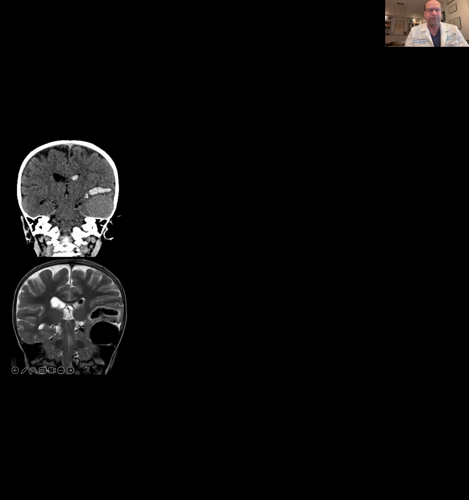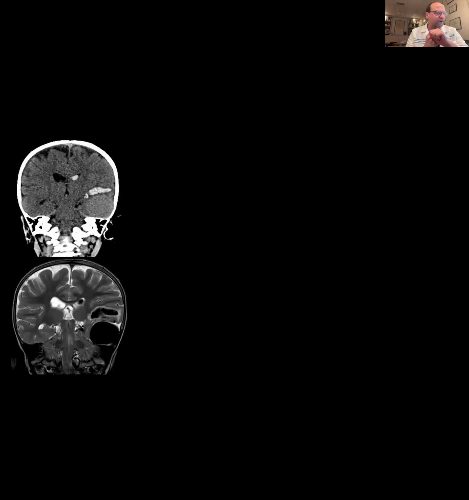Here is an example of a patient who was not screened but then presented with a hemorrhage. There's the bleeding right here. There's a little bit of blood also in the ventricle. You can see the massively dilated pouch. It's really easy to identify.